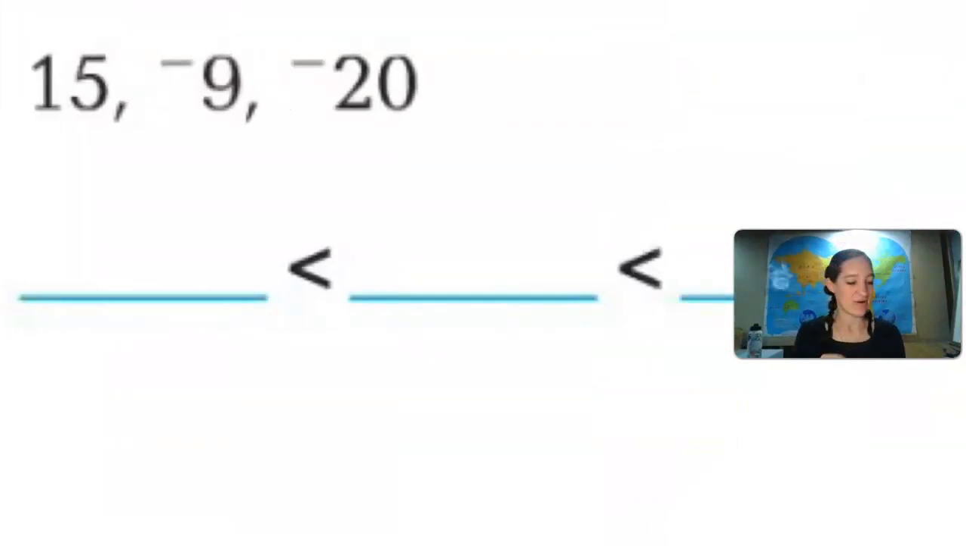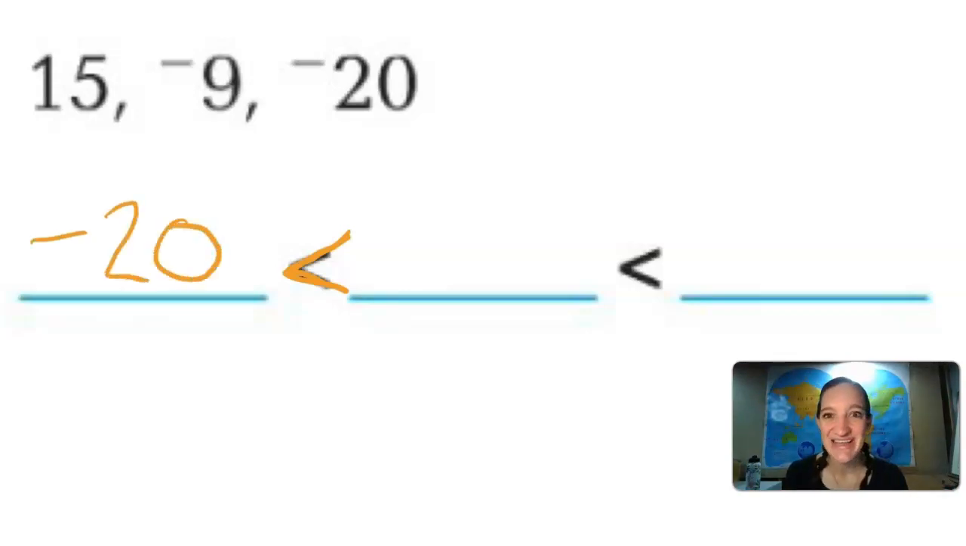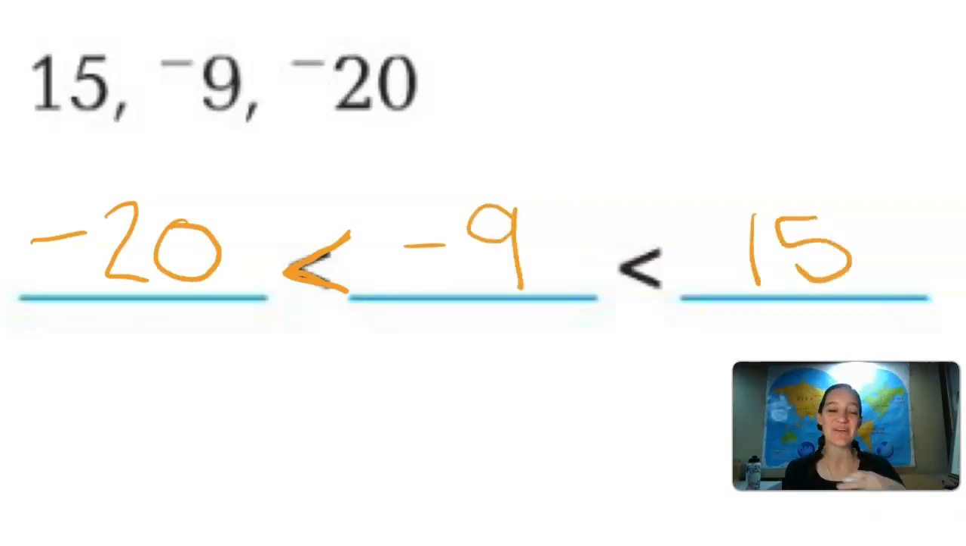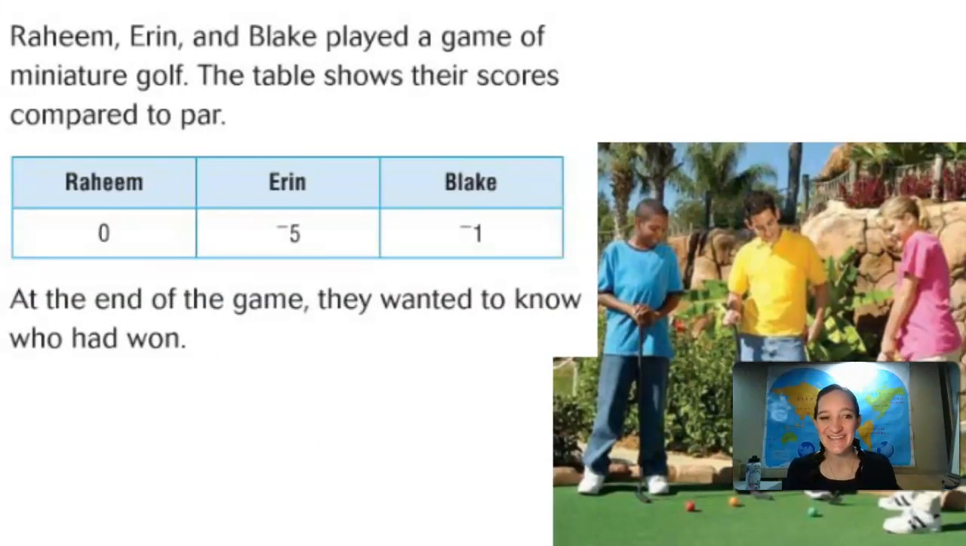What are these numbers ordered from least to greatest? Least to greatest. Go. -20 is the biggest negative, which means it is the smallest. Then we have another negative, and then the positive number is going to be the greatest out of all of them. All right, last question.